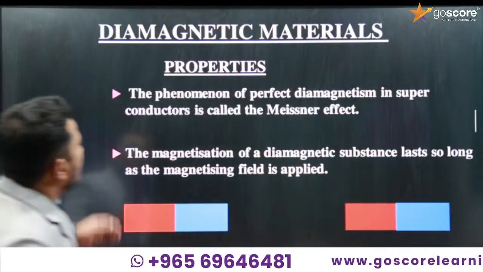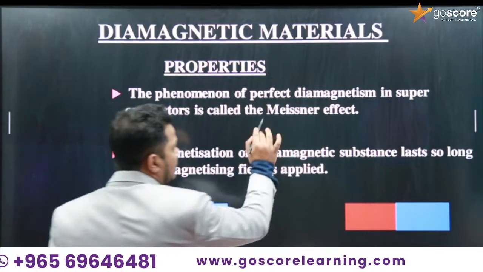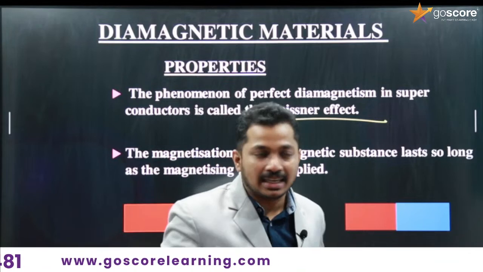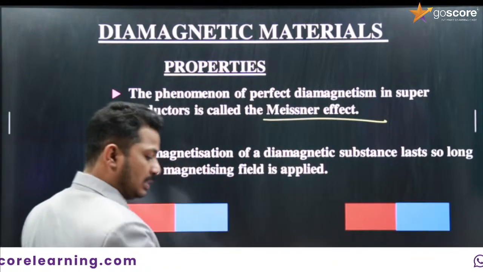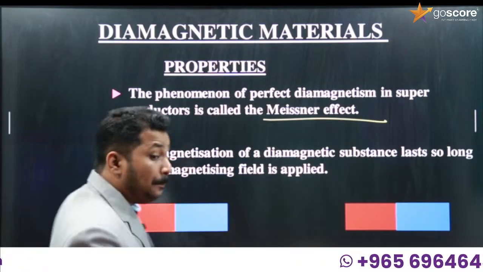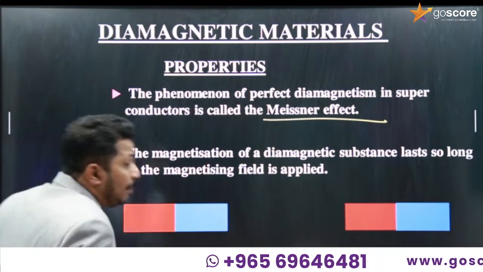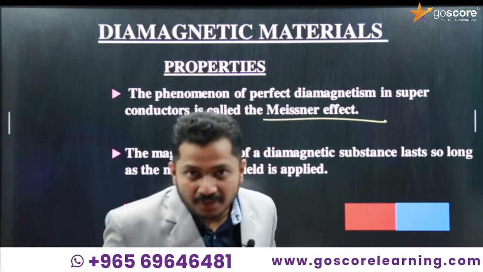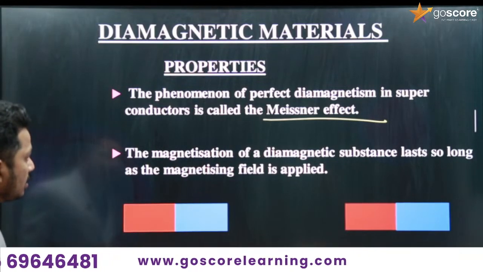Then the phenomenon of perfect diamagnetism in superconductors is known as the Meissner effect and is beyond the scope of our syllabus, and we will not discuss it in detail. Okay, so just remember, the phenomenon of perfect diamagnetism observed in superconductors is known as the Meissner effect, and it is beyond our scope, so it will not be discussed in detail.